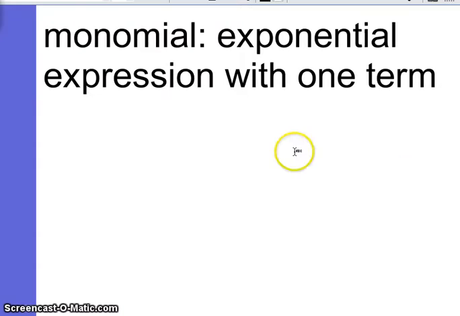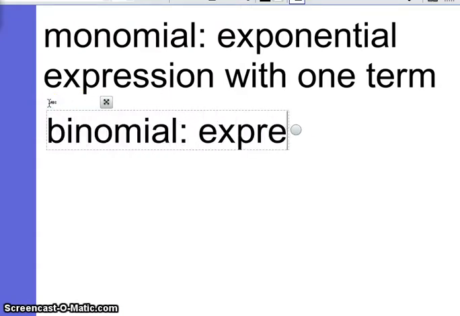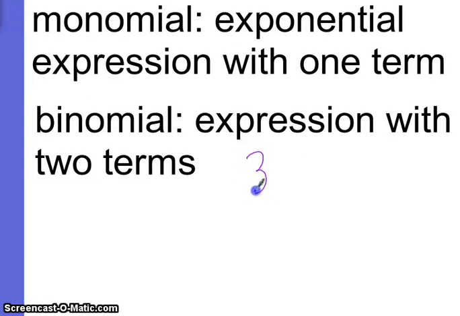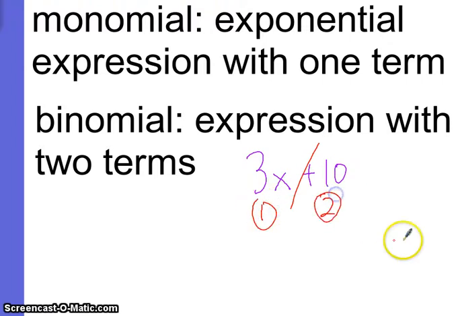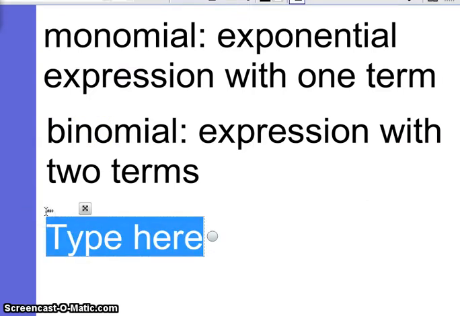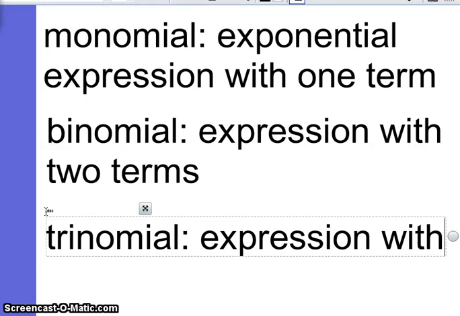And then obviously the other two would be binomial, an expression with two terms. For example, I guess the most common one, 3x plus 10. So that's a binomial. It has two terms separated by a plus or a minus, and so I call that a binomial. And it's important to look at how many terms they have because that's going to determine the structure of what you're multiplying. You'll see that in a second. And then trinomial, an expression with three terms.